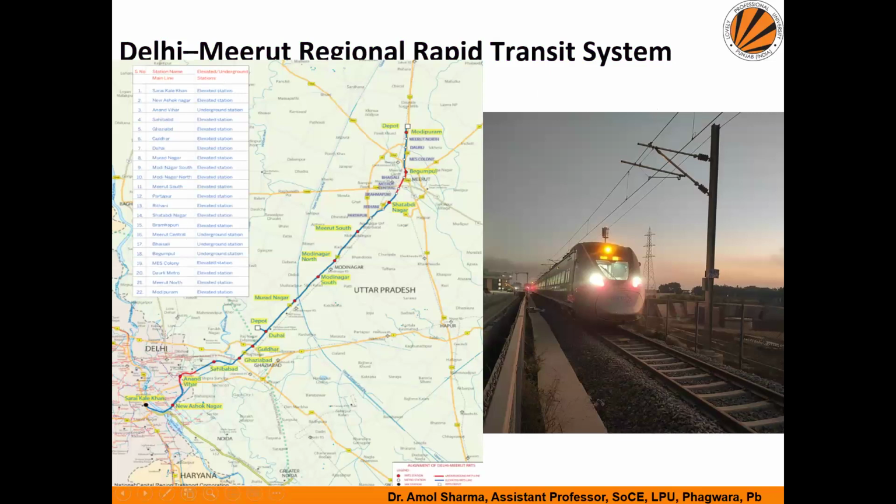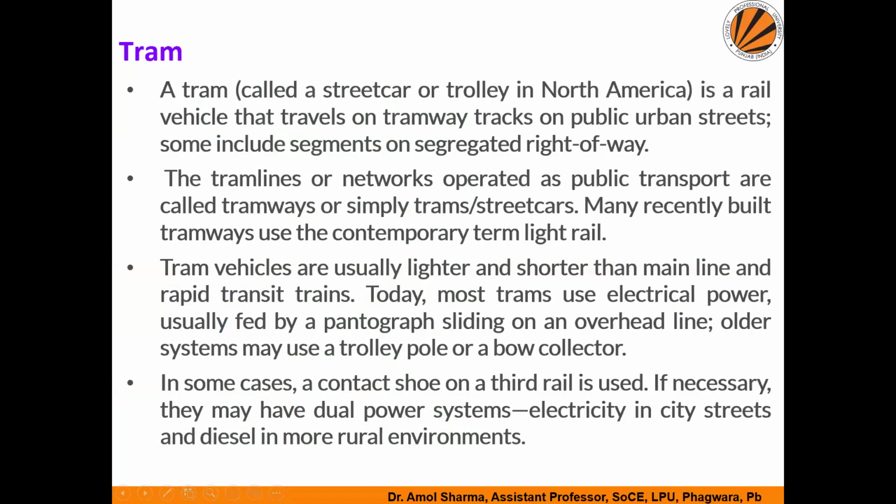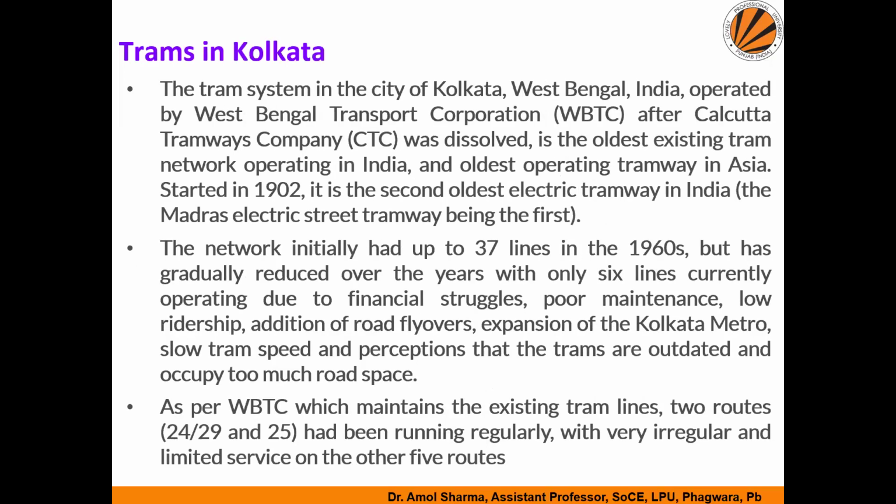The last type, and the slowest type, of rapid transit system is a tram. Tram is one of the oldest working systems, started in India in Kolkata. The Kolkata tram system was one of the oldest systems developed in India. It started operating in 1902 and is the second oldest electric tramway in India. It initially had 37 lines, which have currently decreased.